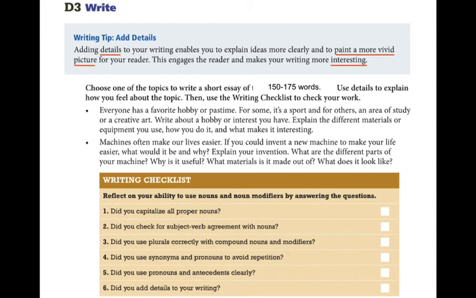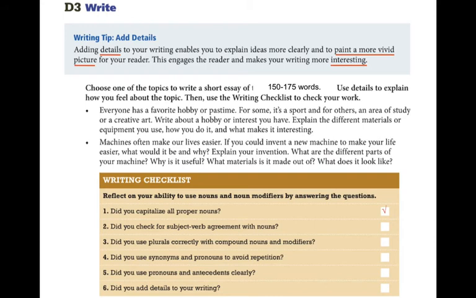Machines often make our lives easier. If you could invent a new machine to make your life easier, what would it be and why? Explain your invention. What are the different parts of your machine? Why is it useful? What materials is it made out of? What does it look like? Again, pay attention to your nouns and noun modifiers. Then use the writing checklist.